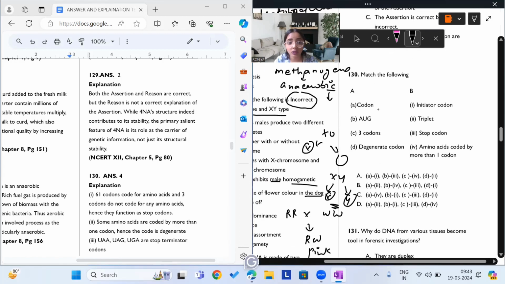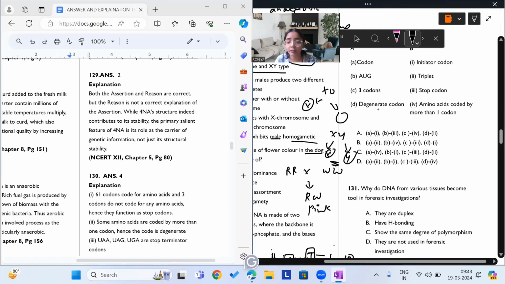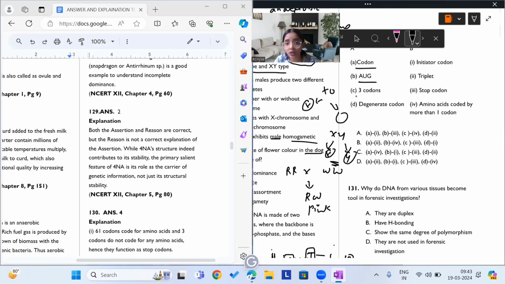Let us see question 130. Match the following. So codon, we have AUG, 3 codons, degenerate. What does degenerate codon mean? Means amino acids coded by more than 1 codon. So D is 4.